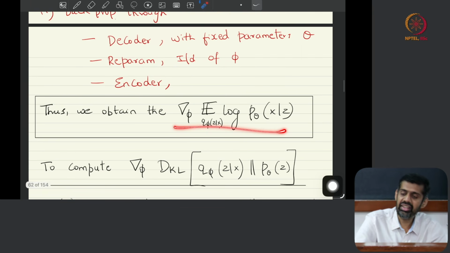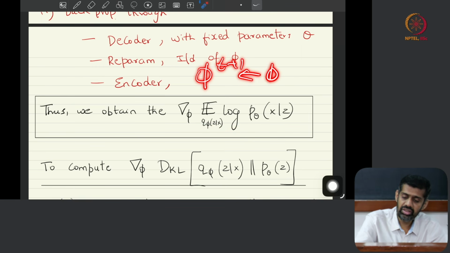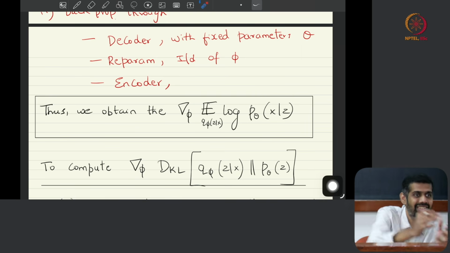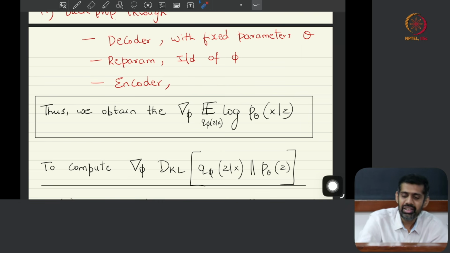You get this, right? Once you get this, then phi t plus 1 is equal to phi t minus alpha times the gradient of J with respect to phi, which you have computed. In fact, you have only computed the gradient of the first term of the objective function, the second term still remains. I will tell you how to do that. Thus we obtain the gradient of this expected log likelihood with respect to phi. Okay, now I will stop.